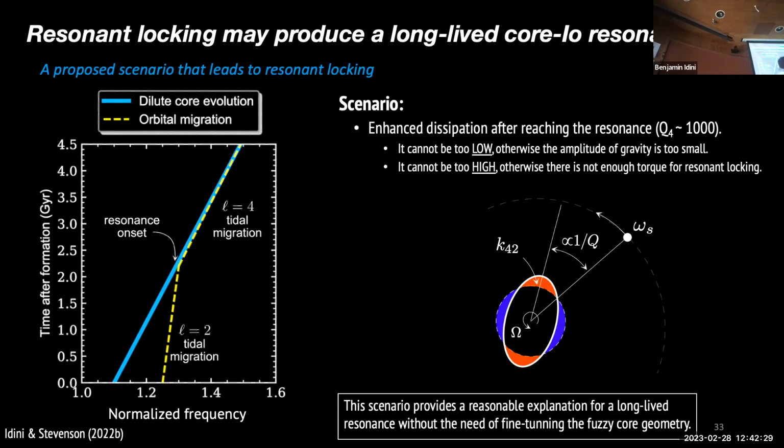So this is rotating in that direction, right? And this misalignment creates a torque that pushes things outward. Now, the intensity of the torque depends on the amplitude of the tide, which is the Love number, and the inverse amplitude of dissipation, which is the quality factor of the tide, right? So we need to have two things.